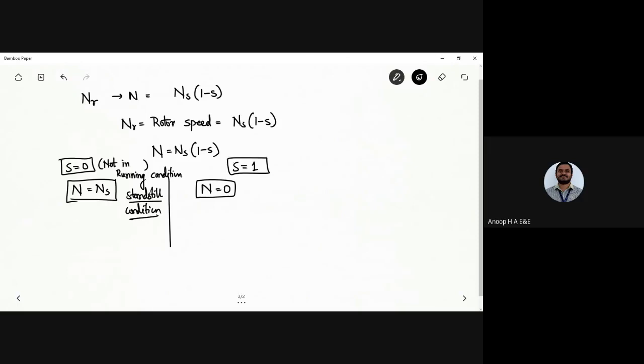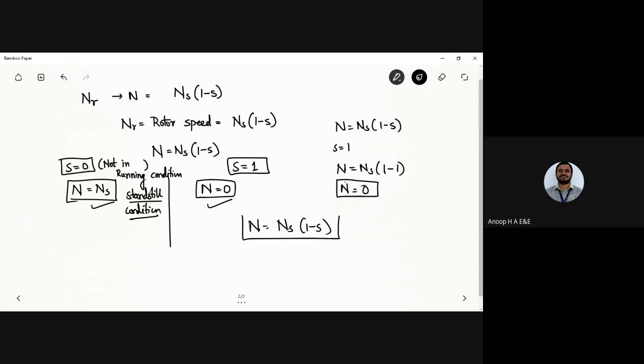Once I have n equals ns times (1 minus s), when I give s equals 1, the value of slip is equal to 1, or 100%. So n will be equal to ns times (1 minus 1). That is 1 minus 1, which is equal to 0, and n will be equal to 0. So now I have n equal to ns and n equal to 0. That is where you have n equals ns times (1 minus s) as the equation.